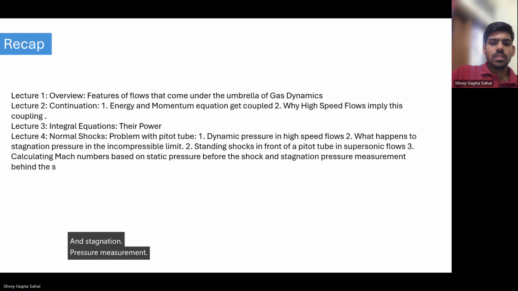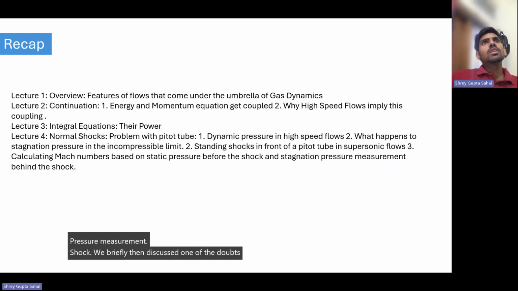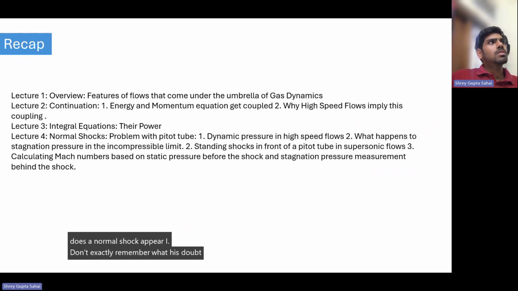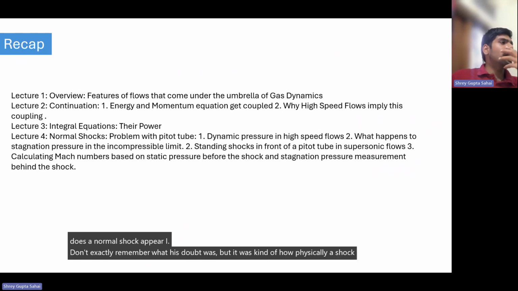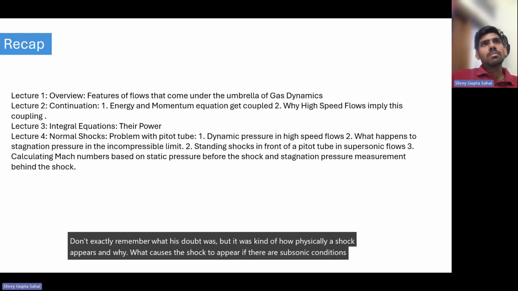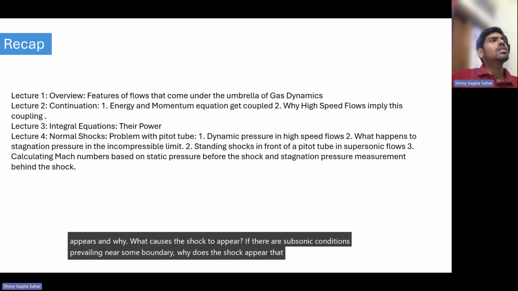We briefly then discussed one of the doubts from one of the students, which was how does a normal shock appear? I don't exactly remember what his doubt was, but it was about how physically a shock appears and what causes the shock to appear if there are subsonic conditions prevailing near some boundary. Why does a shock appear? That was the rough question.